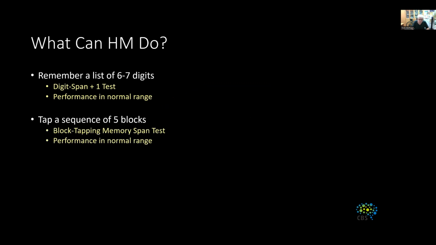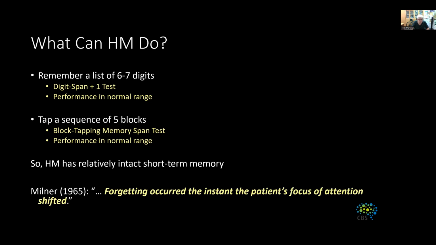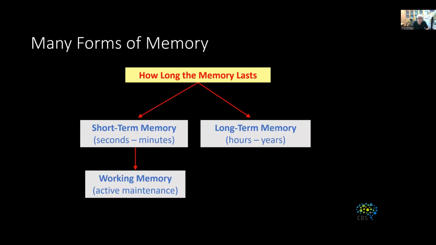Another way to test this is to put different color blocks in front of the subject and have them tap the colors in specific orders. And he could do that again, just like a normal subject. So his short-term memory was relatively intact. But as Milner had quoted, his forgetting occurred the instant the patient's attention was shifted. So this constant attending to this information, whether it's a sequence or the digit list, is what allowed him to express the memory of that for short periods of time.